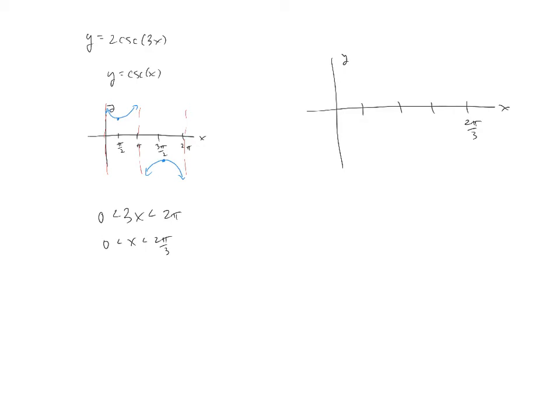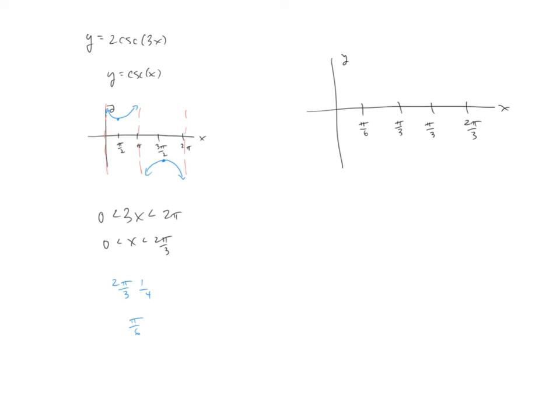Now, the period here, the distance from start to finish, is 2 pi over 3. So if I take the 2 pi over 3 and divide it by 4, that's going to give me pi over 6. So each one of these is pi over 6 units apart. So 1 pi over 6, 2 pi over 6, 3 pi over 6, and then finally 4 pi over 6.